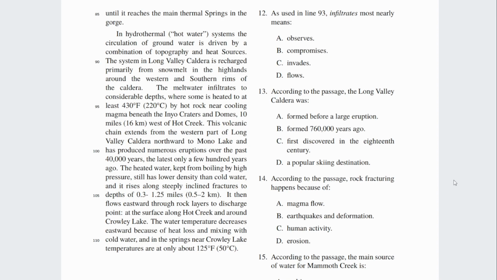The heated water, kept from boiling by high pressure, still has lower density than cold water, and it rises along steeply inclined fractures to depths of 0.3 to 1.25 miles, half to 2 kilometers. It then flows eastward through rock layers to a discharge point at the surface along Hot Creek and around Crowley Lake. The water temperature decreases eastward because of heat loss and mixing with cold water. And in the springs near Crowley Lake, temperatures are only about 125 degrees Fahrenheit, 50 degrees Celsius.